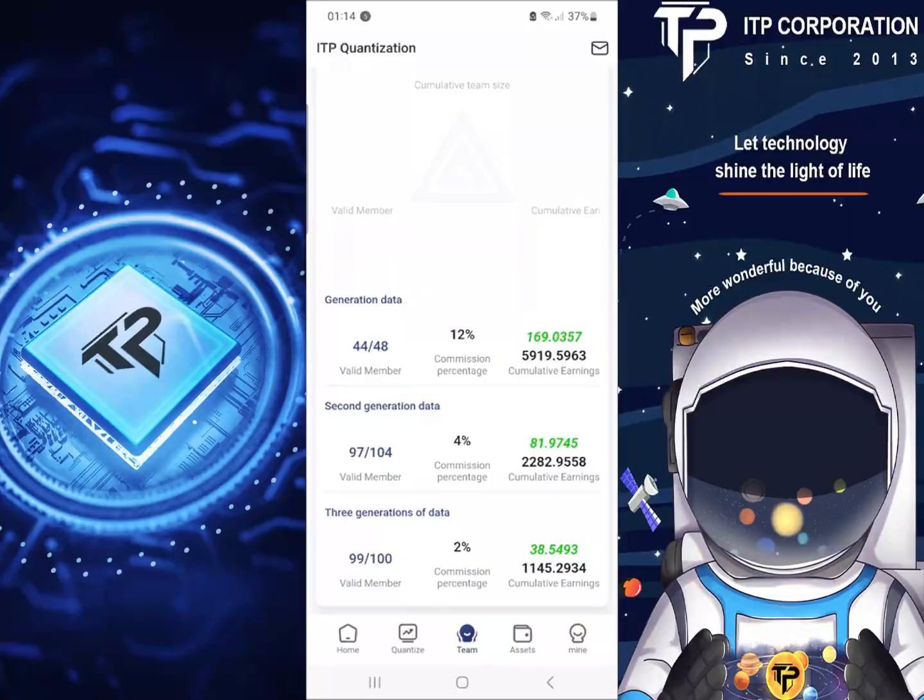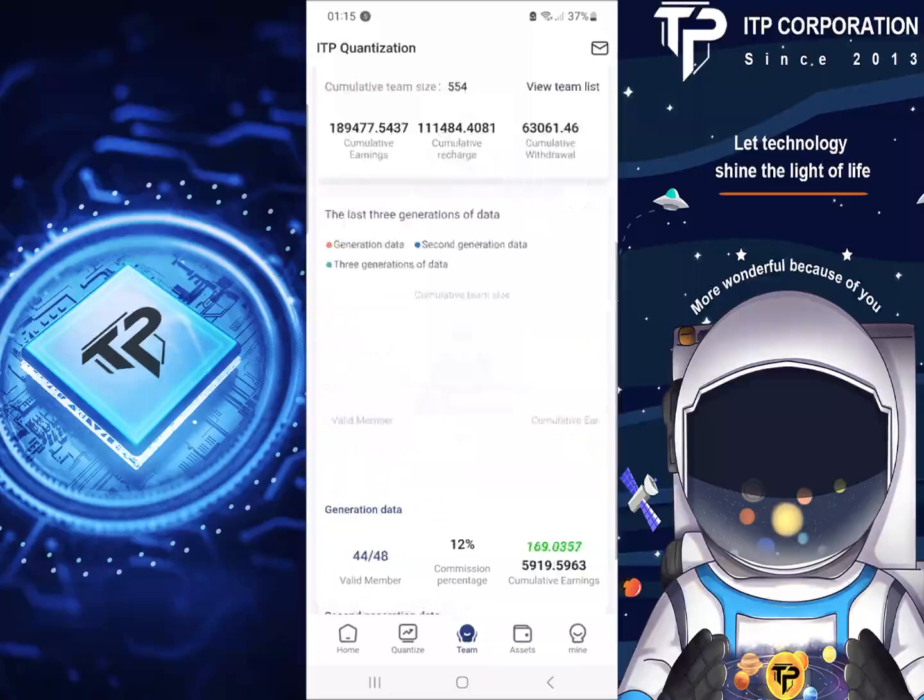Since I've started, I've made $5,919 from those people. And of course, I'm only earning from them if they're earning, so they'll have made a lot more than that. On level 2, I've got 97 people, and you can see the figure in green there, $81.97 from them. On level 3, I've got 99 active people, and that's made me $38. And again, if I'm making this money, they're making a lot more, okay?